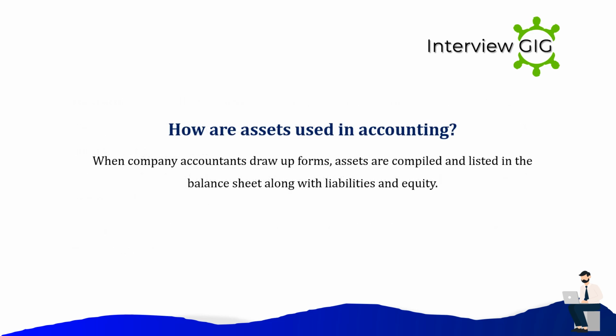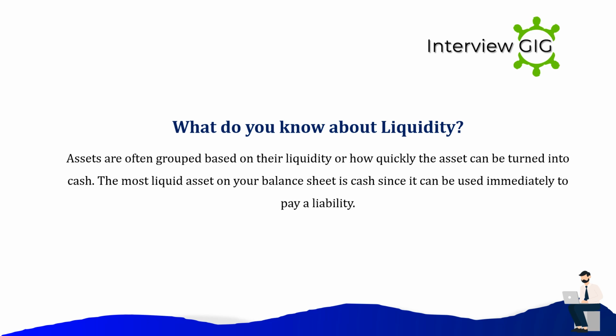How are assets used in accounting? When company accountants draw up forms, assets are compiled and listed in the balance sheet along with liabilities and equity. What do you know about liquidity? Assets are often grouped based on their liquidity, or how quickly the asset can be turned into cash. The most liquid asset on your balance sheet is cash, since it can be used immediately to pay a liability.